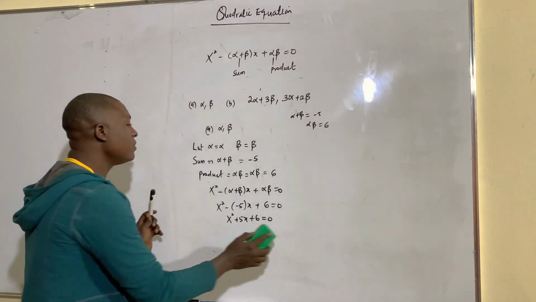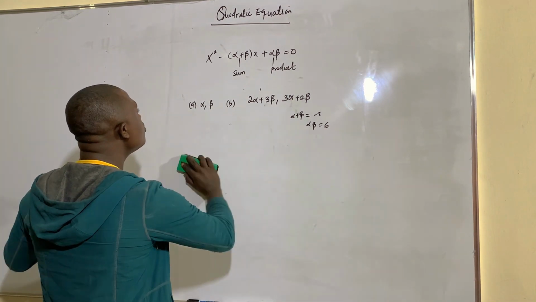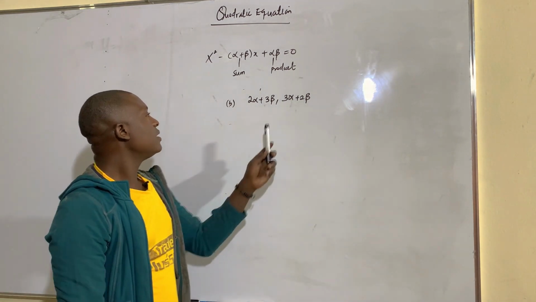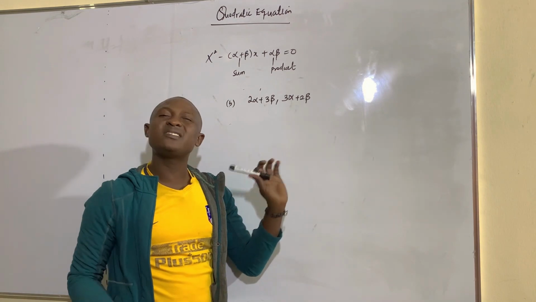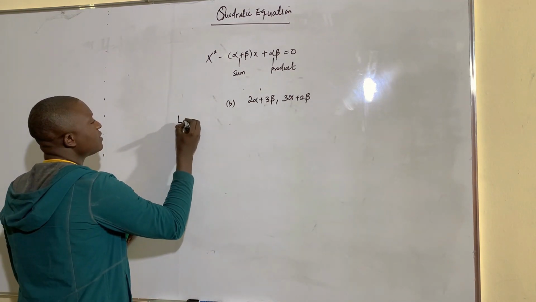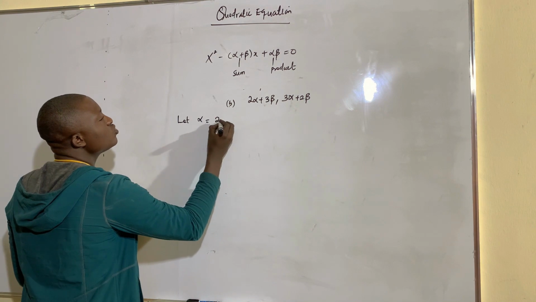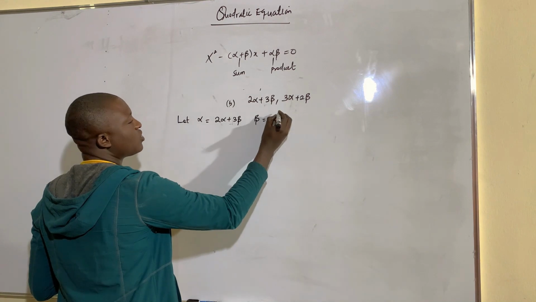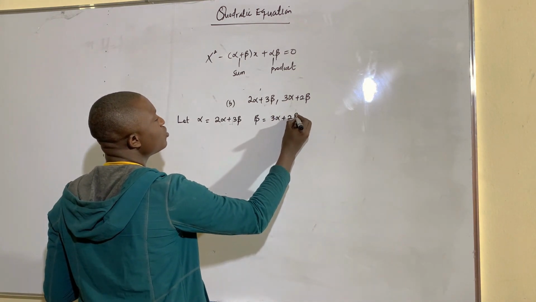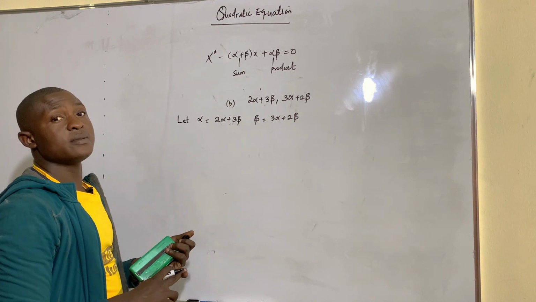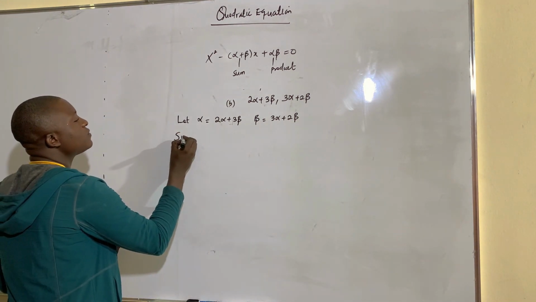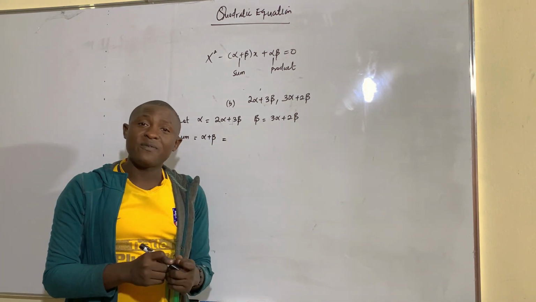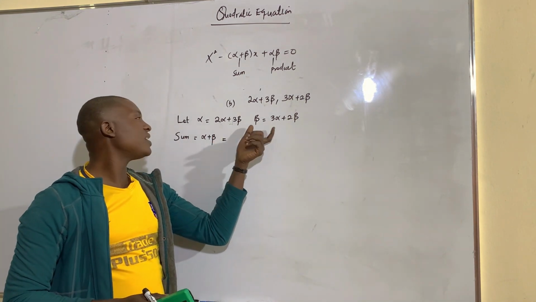Now, let's look at the second problem. We have to find 2 alpha plus beta comma 3 alpha plus... you can see there's no formula you can use here. It's still the same thing. Just say let alpha be 2 alpha plus 3 beta, the first one, and let beta be the second one, which is 3 alpha plus 2 beta. You find the sum, and at the same time you find the product. If I want to find the sum, sum simply means alpha plus beta. Cool?